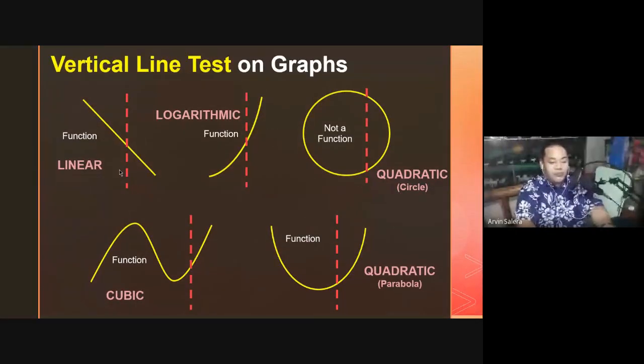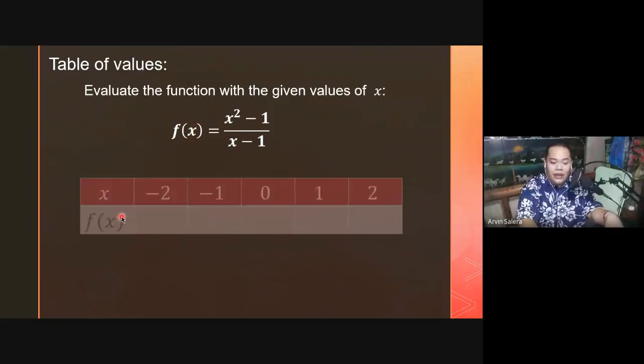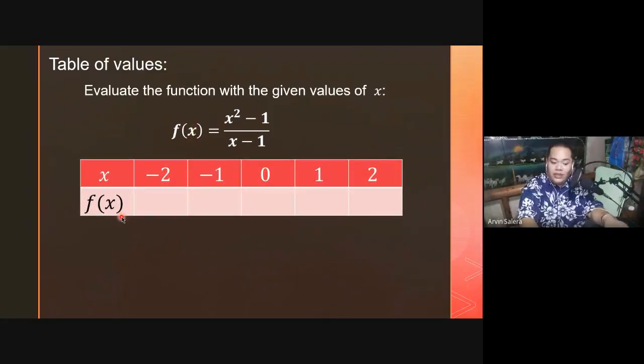Okay. Now, table of values. Evaluate the function with the given value of x. So, for example, f of x is equal to x power of 2 minus 1 all over x minus 1. We replace the value of x. Usually, 5 values: negative 2, negative 1, 0, 1, 2. So that we can draw the graph.